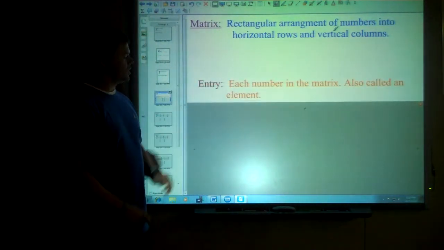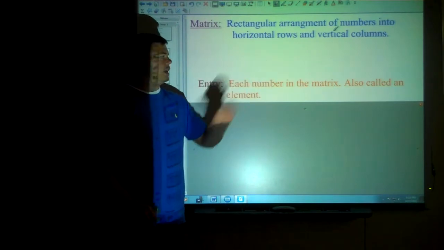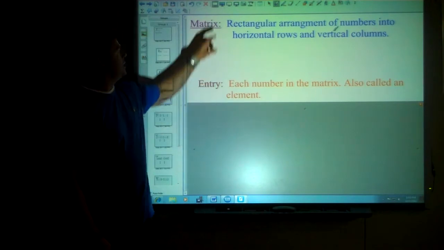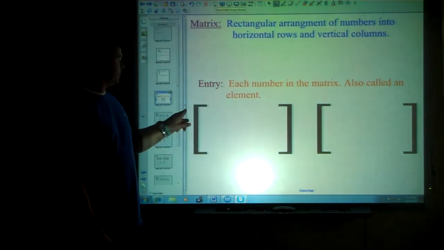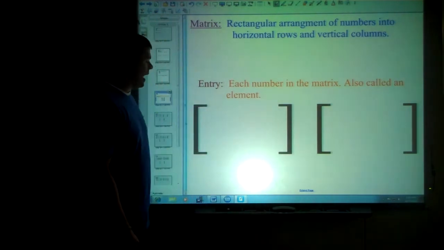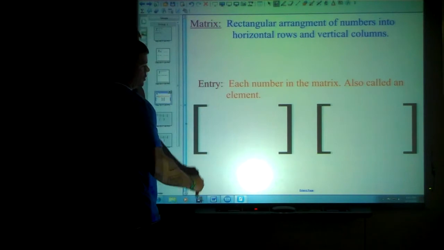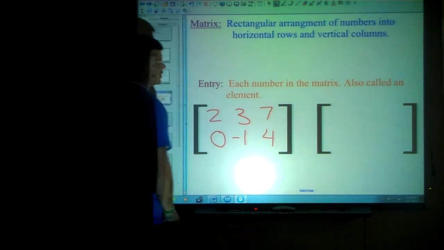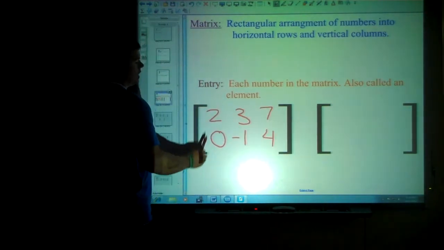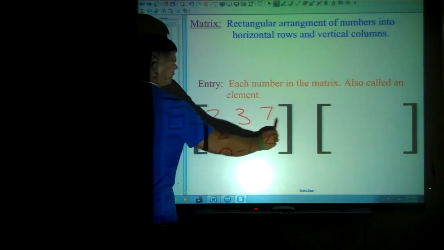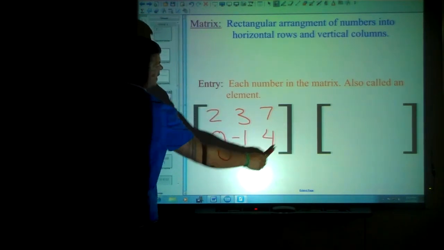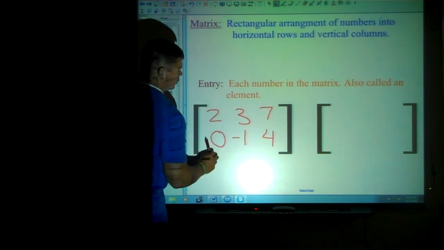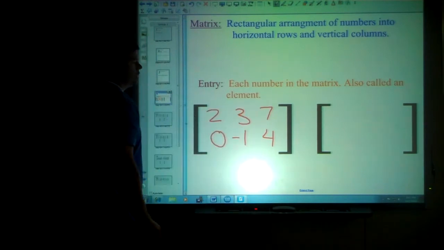Inside the matrix itself, we have what we call entries. Each number in the matrix is considered an entry. We can also call them elements. A matrix will look something like this, with big brackets and numbers inside them. So you could have 2, 3, 7, 0, -1, 4, let's say. This would be a matrix that has a row right here and a row right here, and then these numbers create the vertical columns. Column, column. So rows and columns for each one.